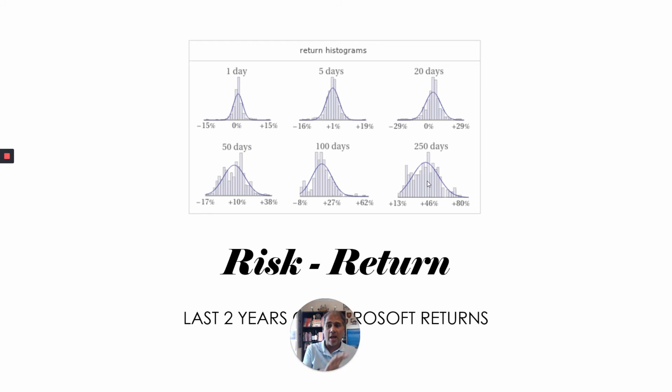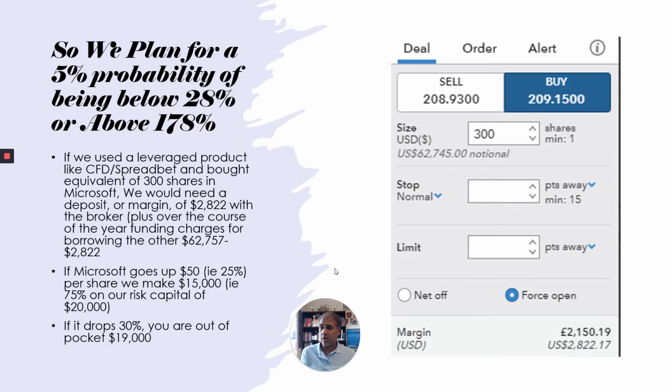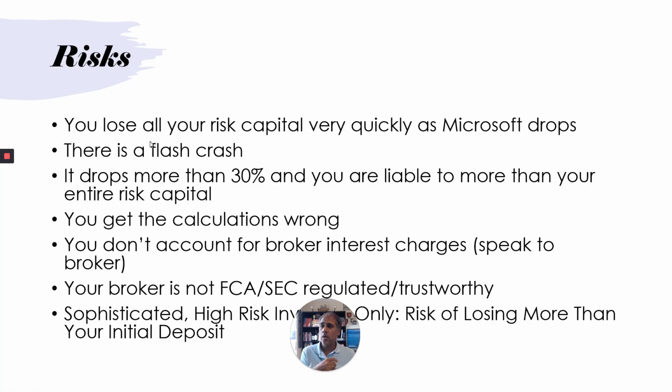You lose all your risk capital very quickly as Microsoft drops. That's the risk. There could be a flash crash. It could drop 50%. It drops more than 30%. You're liable to more than your entire risk capital because you didn't have time to exit. You lost all your money, or you thought, oh my God, this small probability is actually happening now. That's how hedge funds go bust, because small probabilities happen. That's how banking crises happen. That small outlier actually happens.